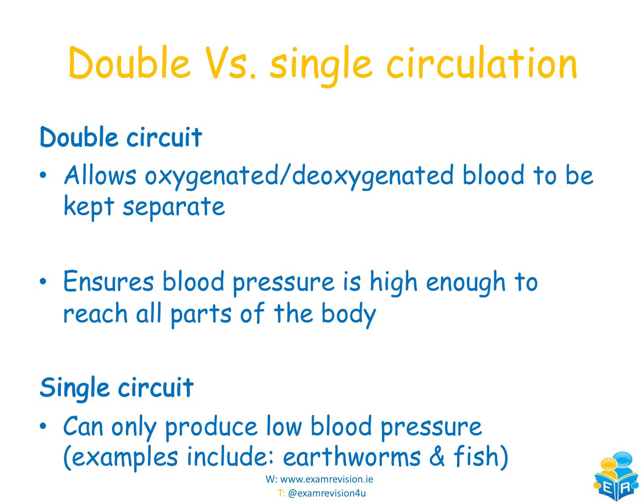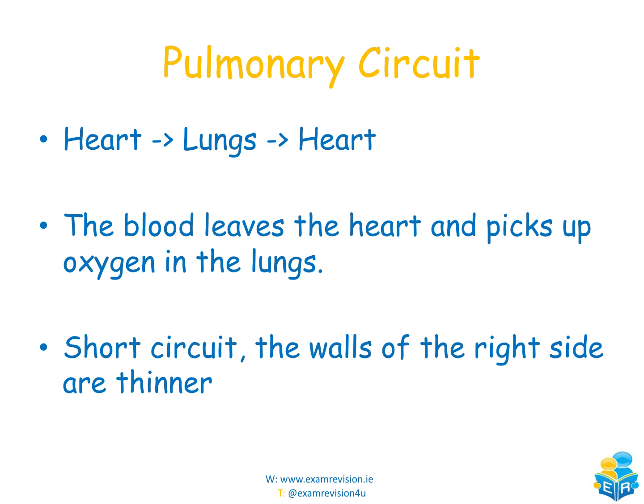Now, double versus single circulation. The double circuit allows oxygenated and deoxygenated blood to be kept separate. So we have separate sides of the heart that deal with the deoxygenated blood and the oxygenated blood. It also ensures that blood pressure is high enough to reach all parts of the body. A single circuit, though, can only produce low blood pressure. Some examples of this would be earthworms and fish. So the double circuit is very beneficial for us as humans.